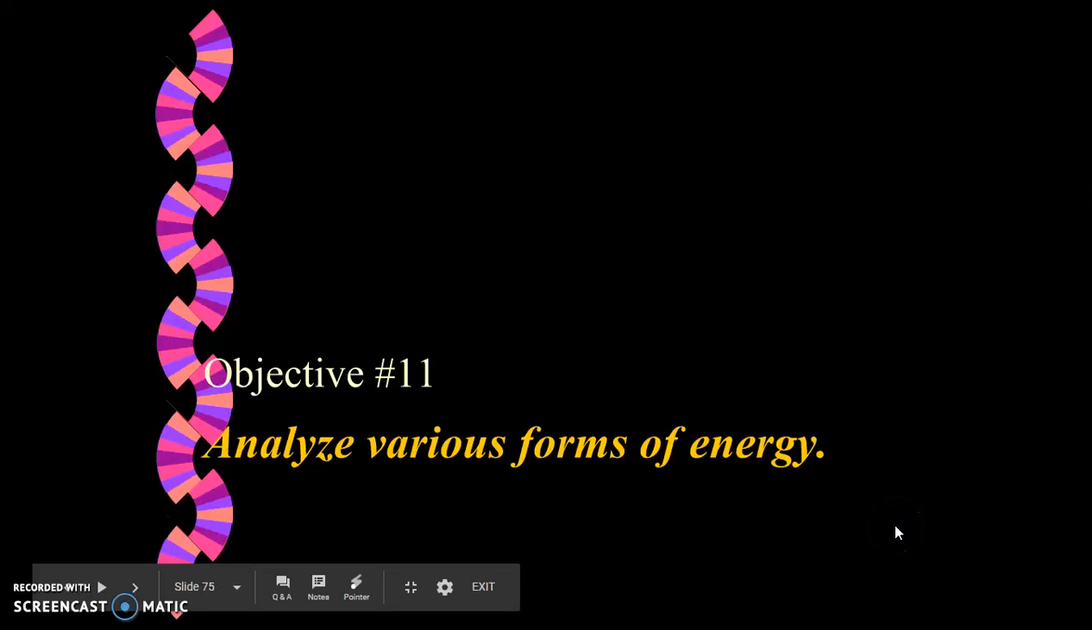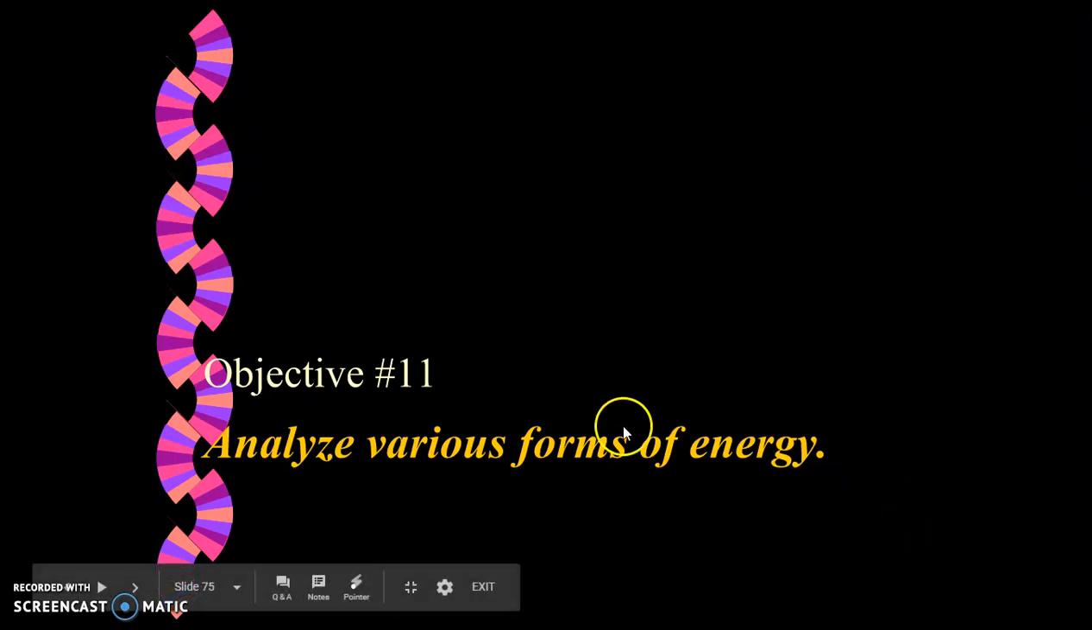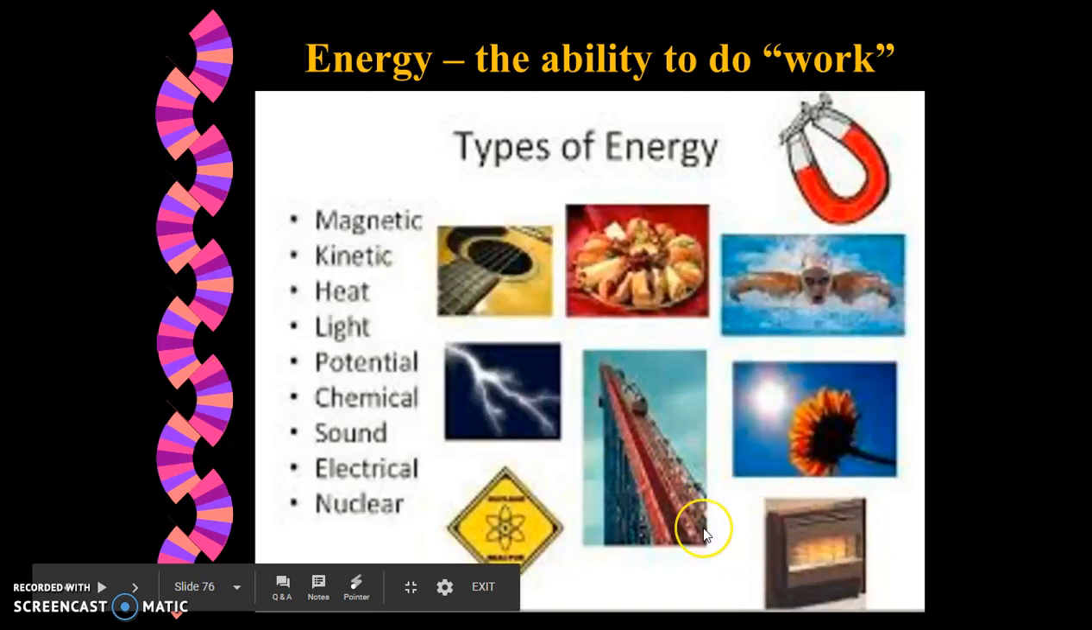All right, welcome to the next screencast for Honors Chem. This is going to be objective 11, 12, and 13. We're going to start off with objective number 11. We're going to analyze various forms of energy. There are all different types of energy that can be found.